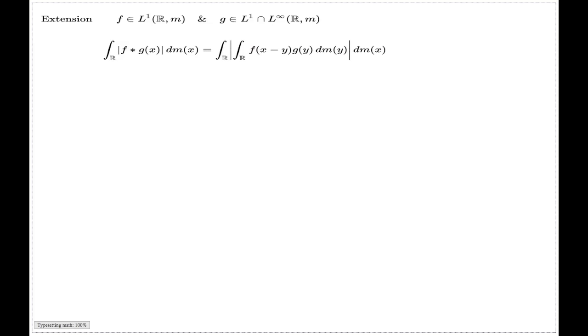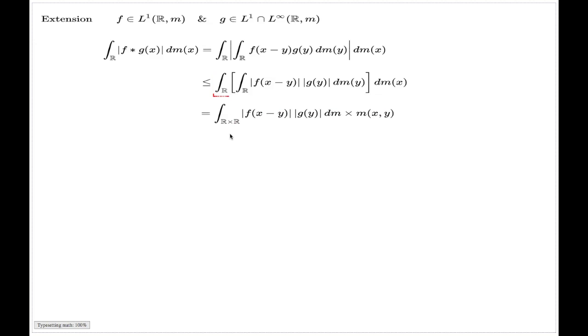Now what I'm going to do, I'm going to use the comparison principle, and I'm going to take the absolute value of the integrand here. Here it is. Now I'm going to replace this repeated integral with the integral over the product measure space. That's the product measure space. That's the product measure.